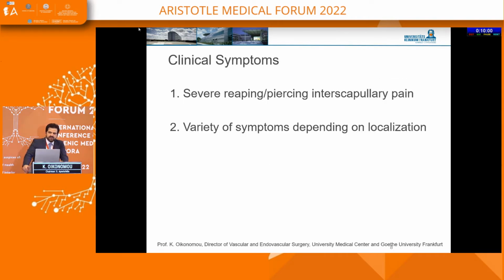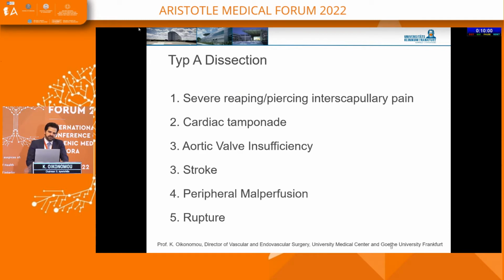The clinical symptoms vary. As I said, the most common symptom is severe ripping, piercing interscapular pain or chest pain, and it should be considered when a young patient presents with acute chest pain in the emergency room. And then we have a variety of symptoms depending on the localization of the entry tear and depending on which vessels are being affected by the dissection.